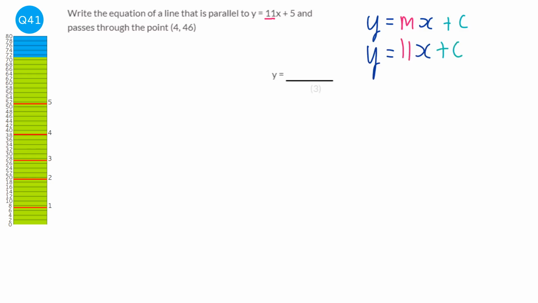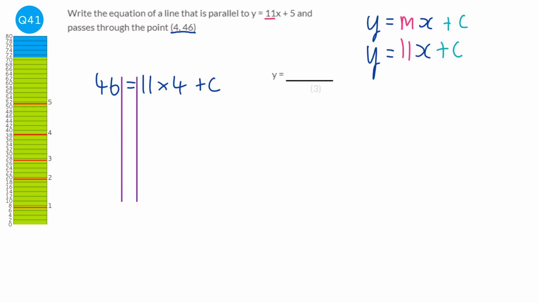It's going to be the same because it's parallel, so it's going to be 11. So all we need to do now is find out what that plus c is. And what we're going to do is substitute in the values of x and y for the coordinate we're given on the line. So it's going to be 46 equals 11 times 4 plus c.